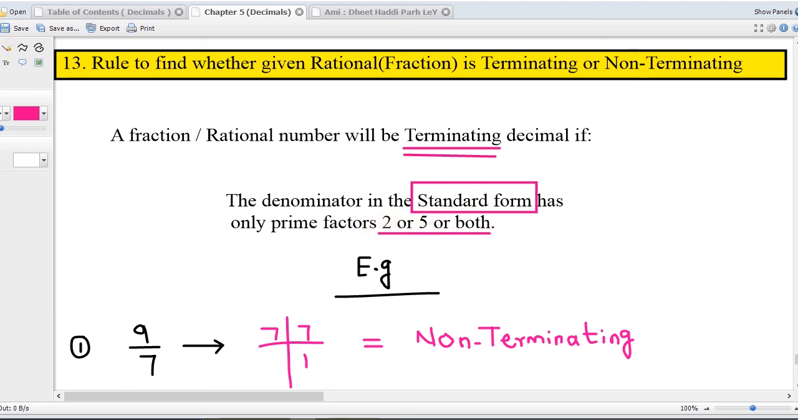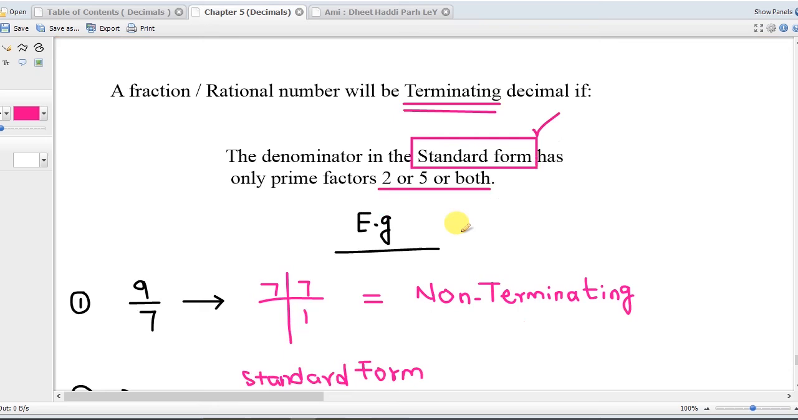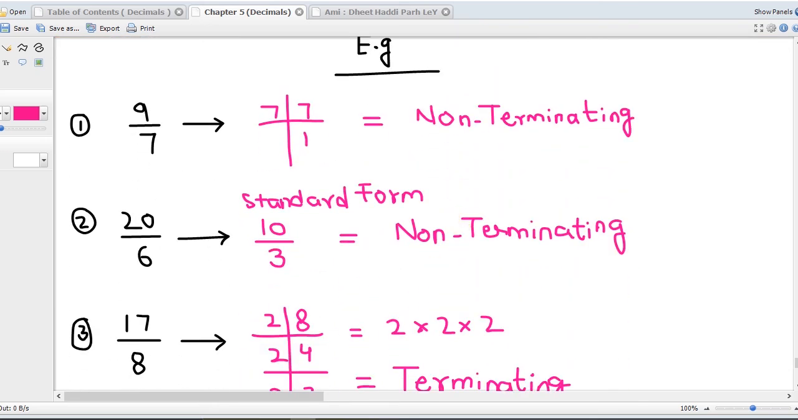That's it. But the most important thing here is the numbers should be written in the standard form, meaning they cannot be further simplified. Only then are we allowed to check whether they have factors 2 or 5. If so, we name them terminating. If they are not carrying these factors 2 or 5, we simply say they are non-terminating. Got it? Let's see a few examples.